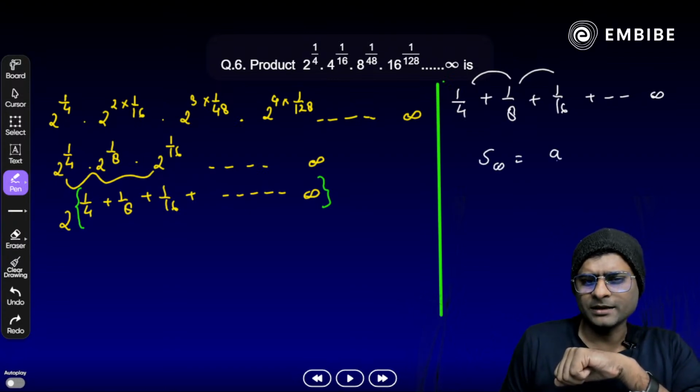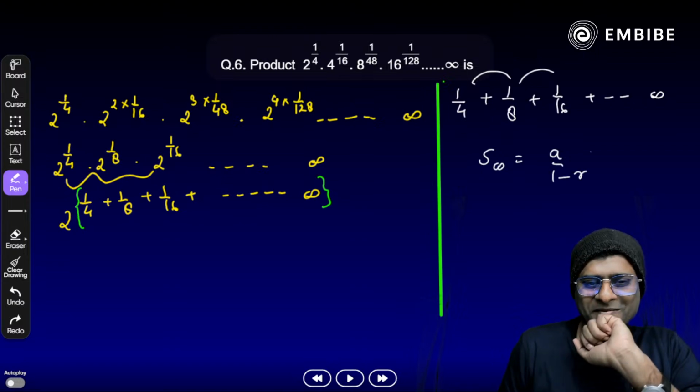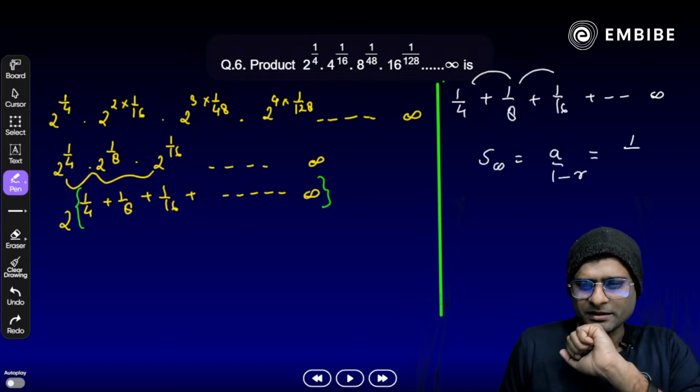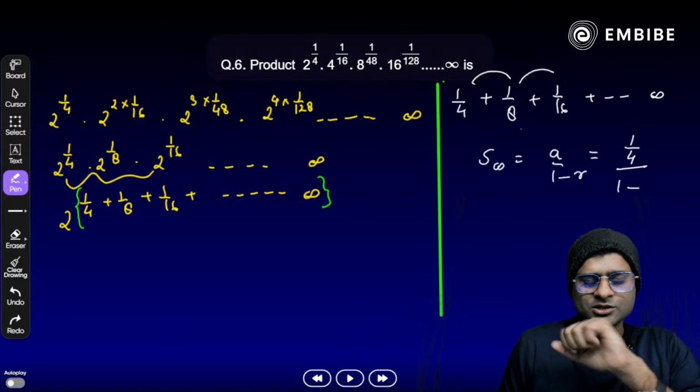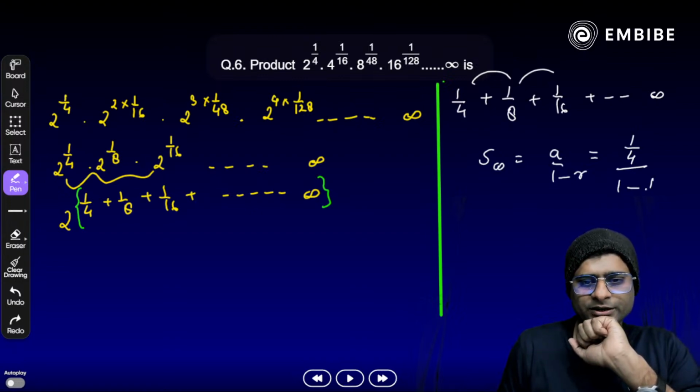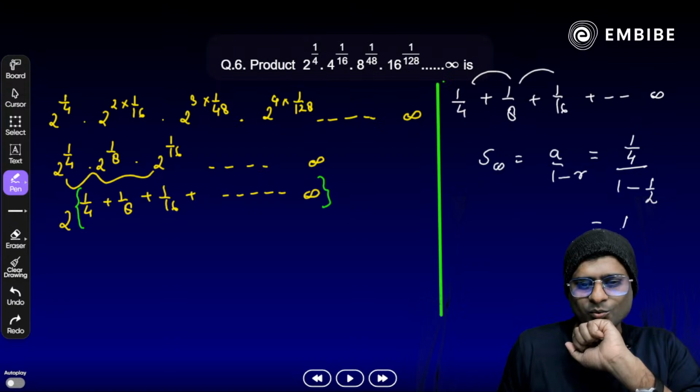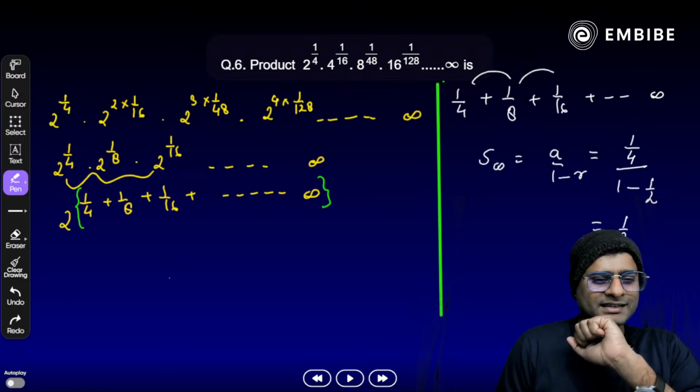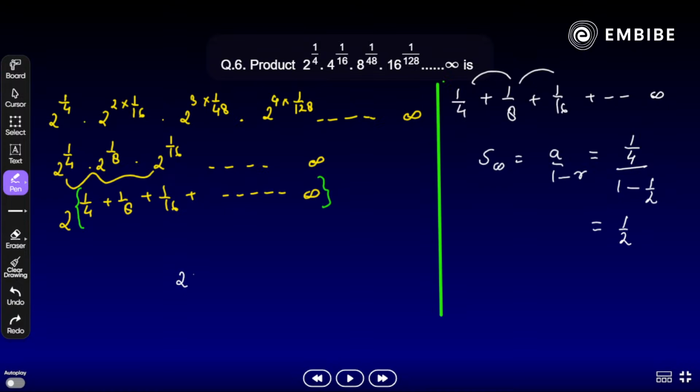Yes, a by 1 minus r here, correct? What is a here? 1 by 4. What is r here? Common ratio, 1 by 8 divided by 1 by 4, that is 1 by 2 here. Try to solve it. What do we get? 1 by 2 here. So what will be the final answer here? The final answer is 2 raised to power 1 by 2, that is the correct one. Okay, many of you gave the right answer. Anushka, Arya, Digital, YT. Very good, very good. Yes, all of you gave the right answer. Excellent. Exactly, that is correct here.